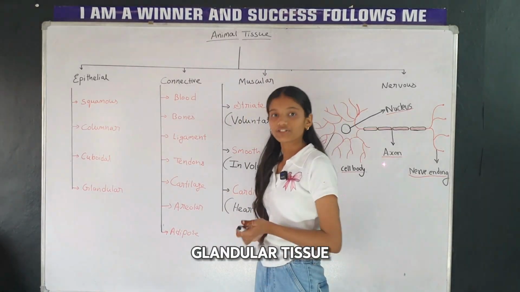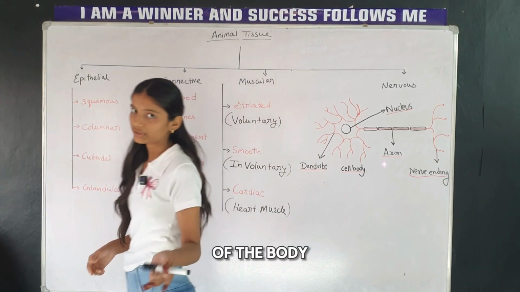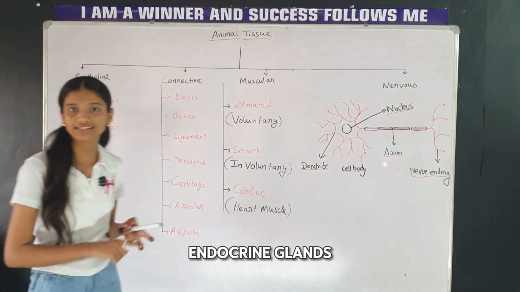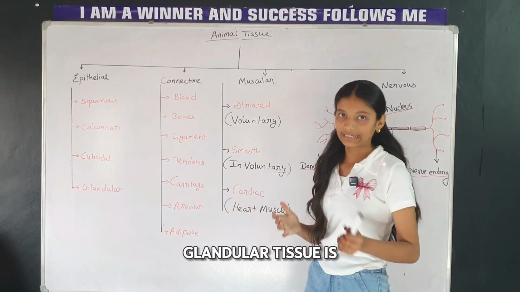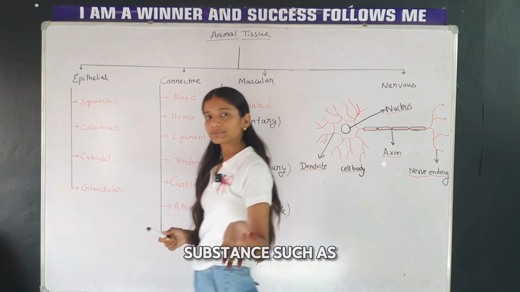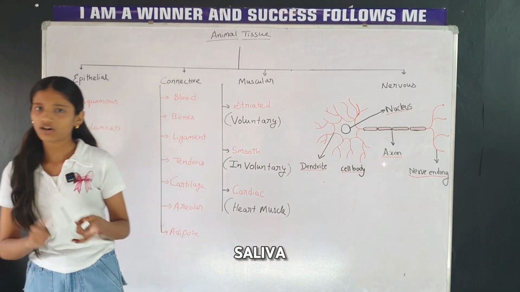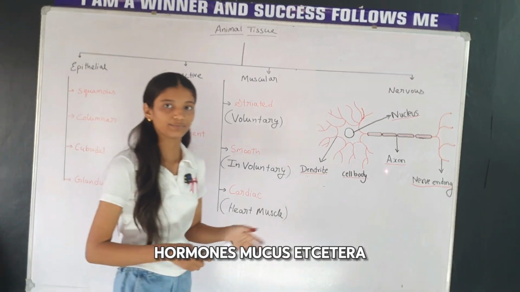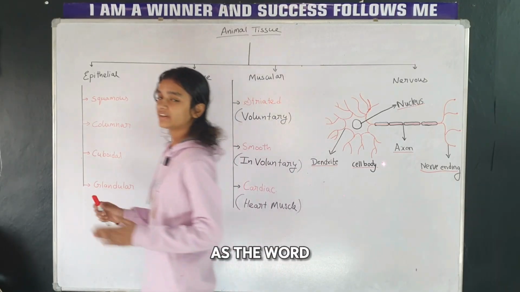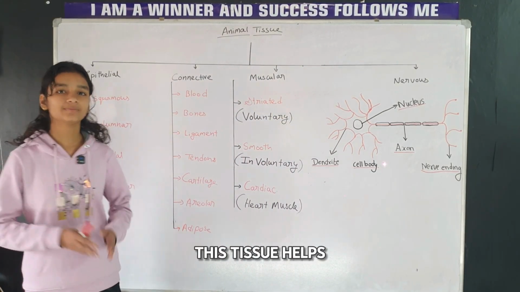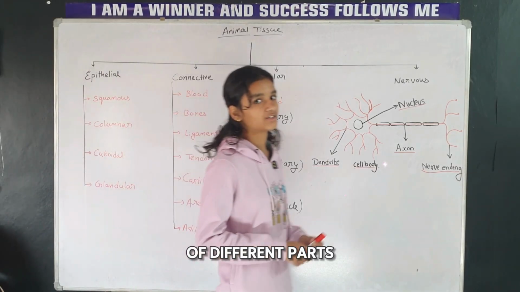Fourth is glandular tissue. They are found in the glands of the body like sweat glands, endocrine glands, digestive glands, etc. The work of glandular tissue is secretion. It also produces substances such as saliva, hormones, mucus, etc. The next type of animal tissue is connective tissue. As the word is connective, this tissue helps in connection of different parts of the body.